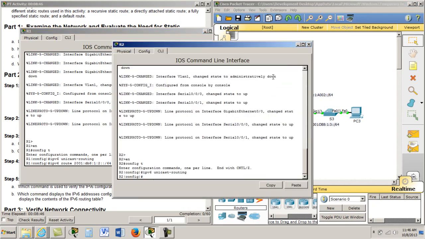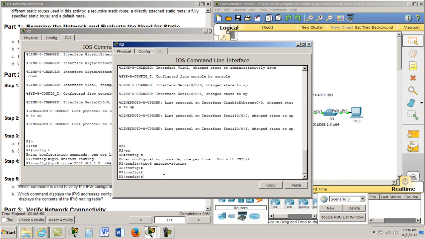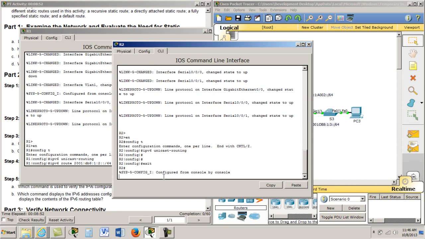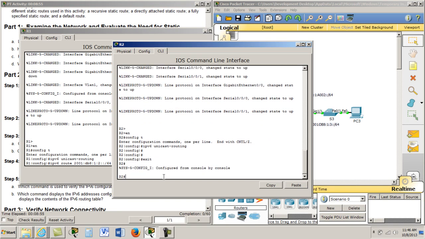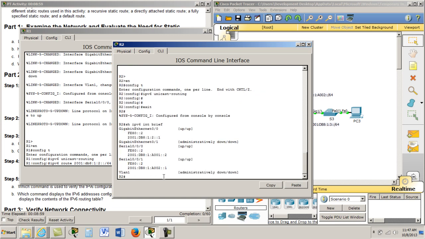Now we could go out to R2's command line, and without a network topology we could get back to privileged exec mode, and we could do a show IPv6 interface brief command, and there it shows us that serial 0/0/0 on R2, and it shows us what its address is right there. So that is our next hop address that we'll use in our static route on R1.